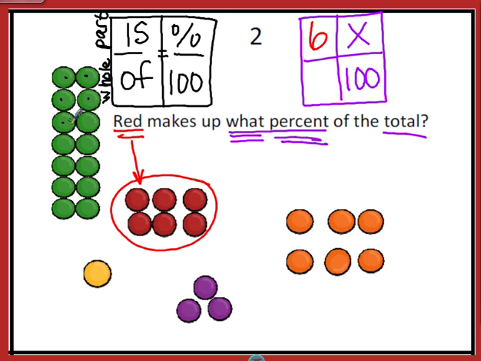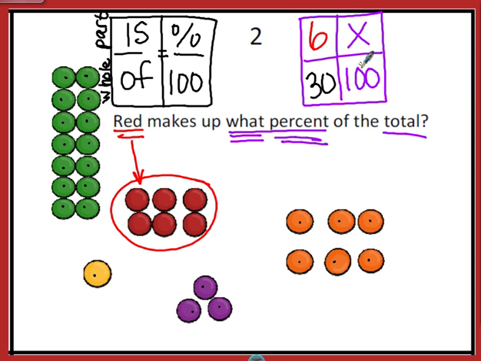1, 2, 3, 4, 5, 6, 7, 8, 9, 10, 11, 12, 13, 14, plus 6 more, that's 20, 21, 22, 23, 24, 25, 26, 27, 28, 29, 30. So we have 6 pieces out of 30. So that's my part out of my whole equals some number percent out of 100.